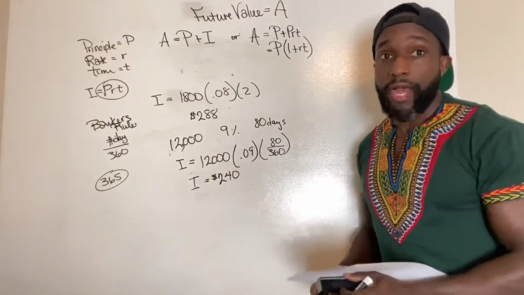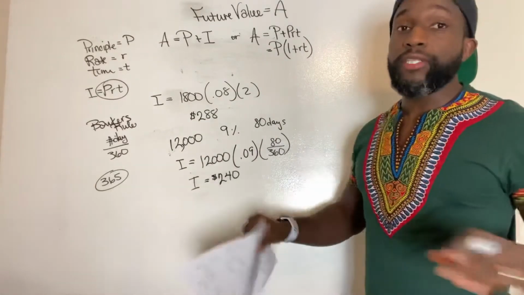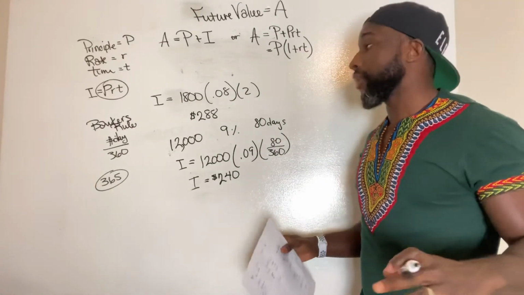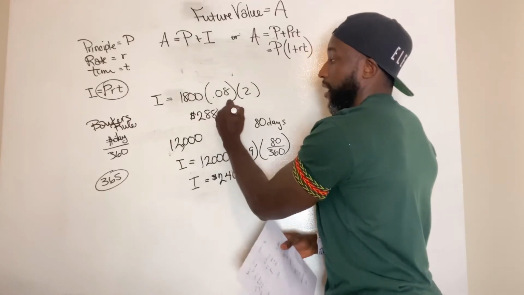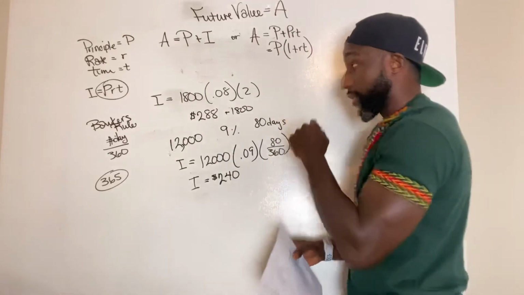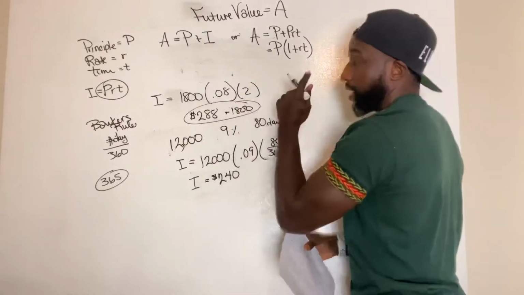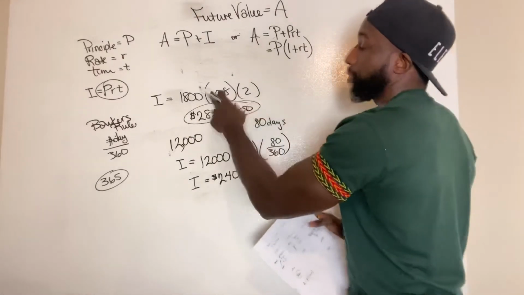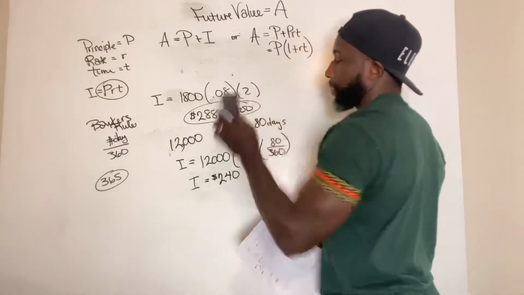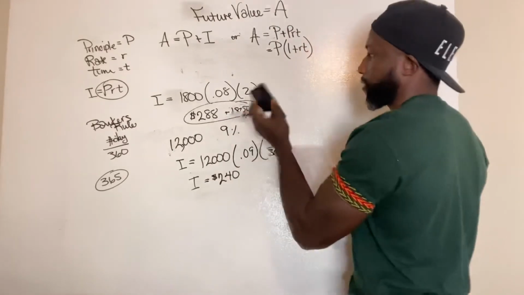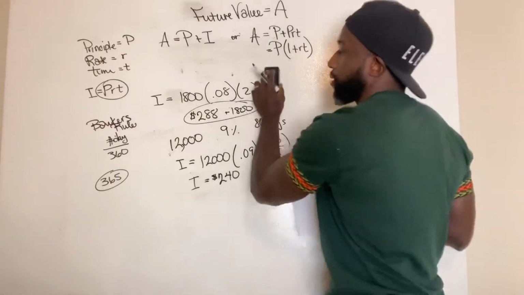Now, to figure out the total value, or the total amount that I'm going to pay after 2 years, you would just basically calculate this interest plus 1,800, right? So keep that in mind, and then we're going to look at putting the same information into this formula over here. All right. So let's look at it. Let's do the math.